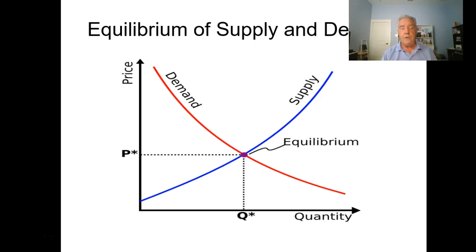Now, one of the things that's not on this chart is that you should understand that the marginal benefit on the demand curve equals the marginal cost on the supply curve. So marginal benefit and marginal cost are equal at equilibrium.